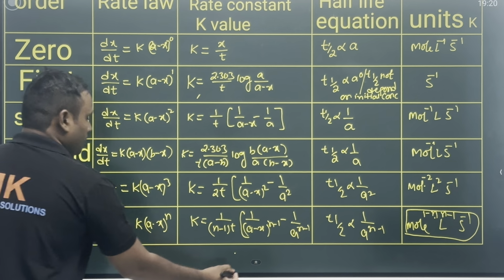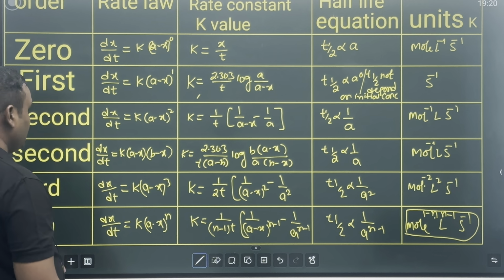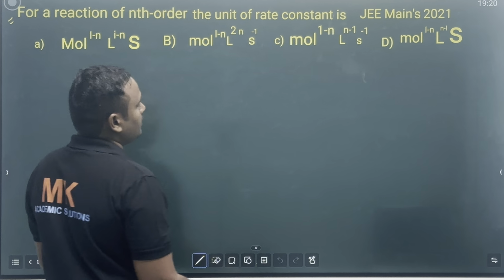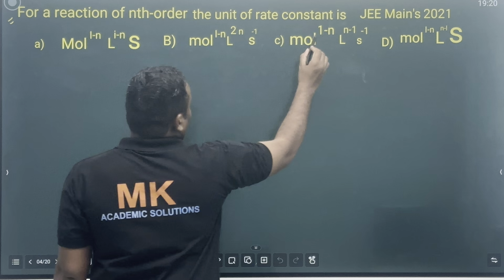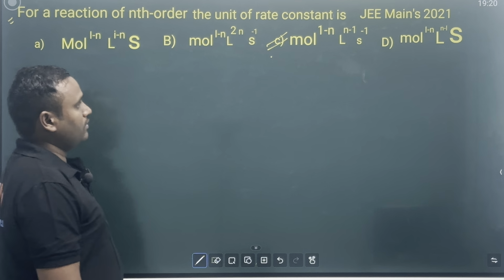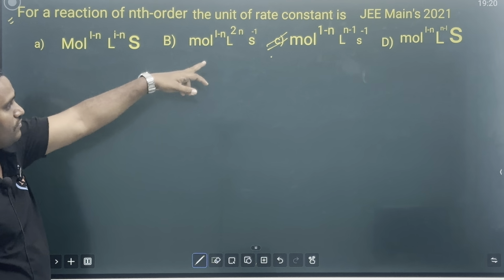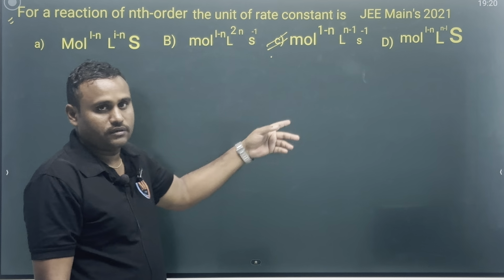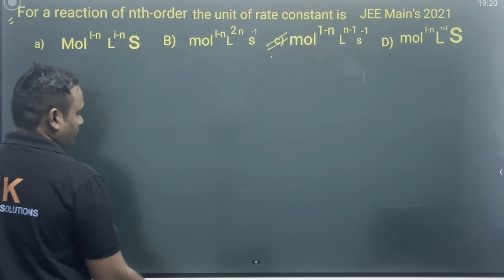So what will be the answer here? It is mole power 1 minus n, liter power n minus 1, and per second. This is the unit of an nth order reaction.